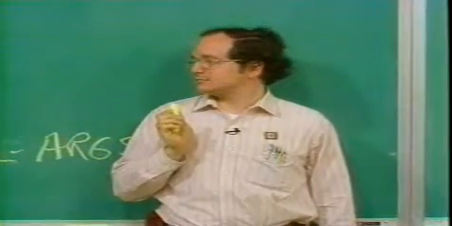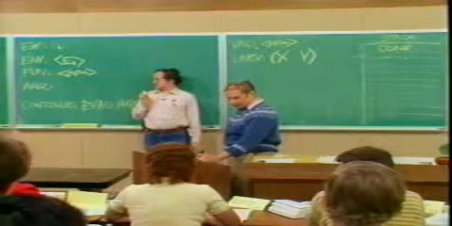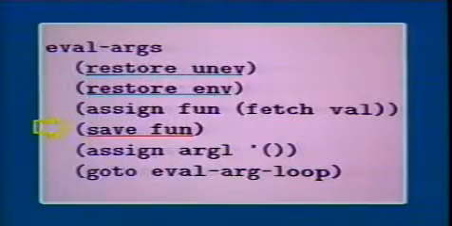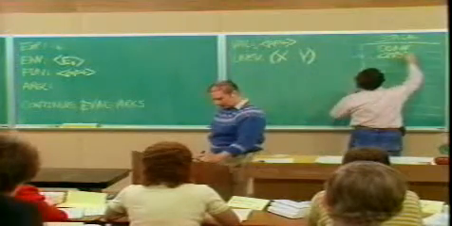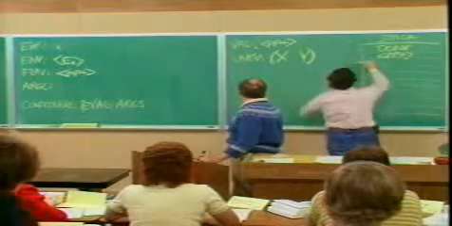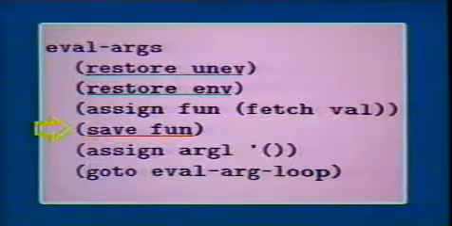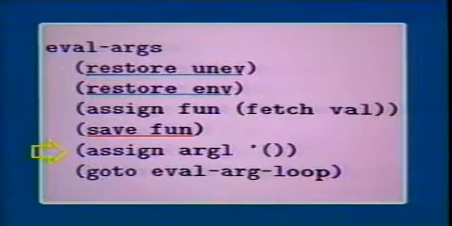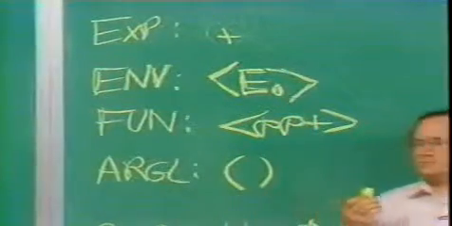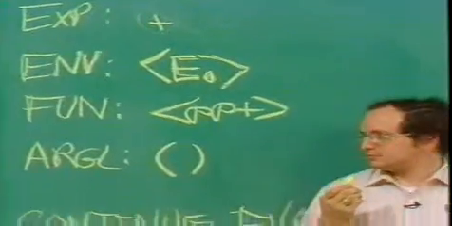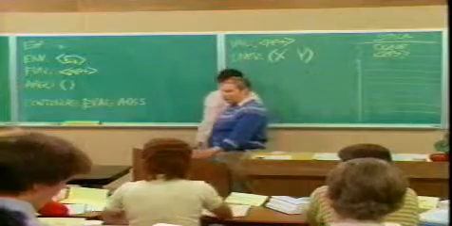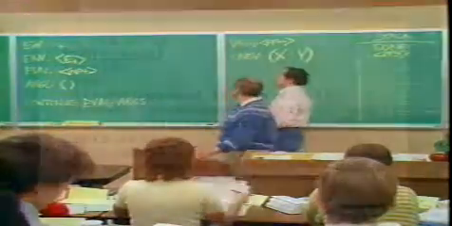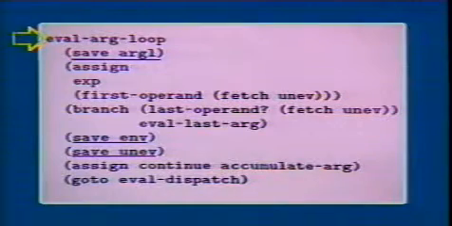Okay. Now we're going to go off and start evaluating some arguments. Well, first thing we better do is save fun, because some arbitrary stuff might happen in that evaluation. Okay. We initialize the argument list, assign to argl an empty argument list, and go to eval arg loop. Okay, eval arg loop, the idea of this is we're going to evaluate the pieces of the expressions that are in unev one by one and move them from unevaluated in unev to evaluated in the arg list.